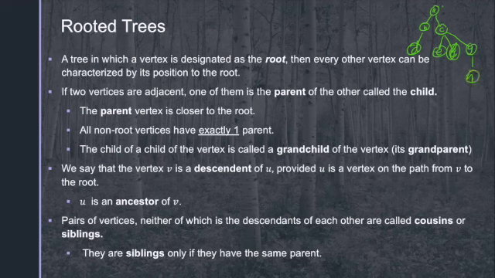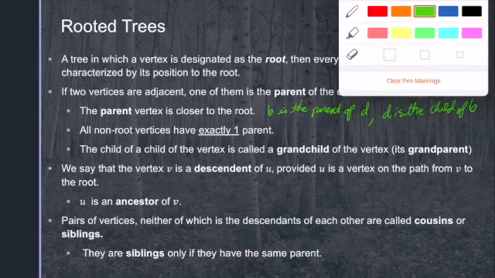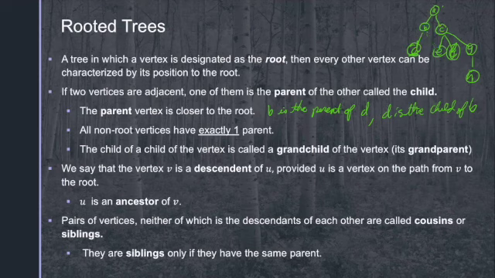Okay. So if two vertices are adjacent, then one of them is the parent and the other is the child. The parent is the vertex closer to the root. So here we see B is the parent of D, and D is the child of B. All non-root vertices have exactly one parent, right? It's not possible for E to have one more parent, right? If it had another parent, we would have connected a line here. Then it wouldn't be a tree because it's got a complete cycle. So let me erase that because that's a no.